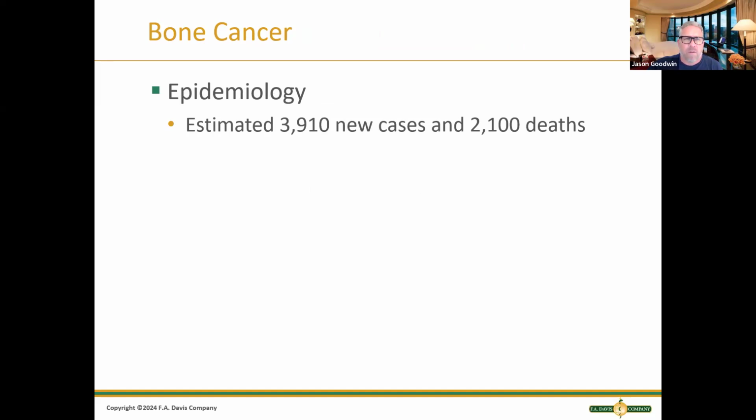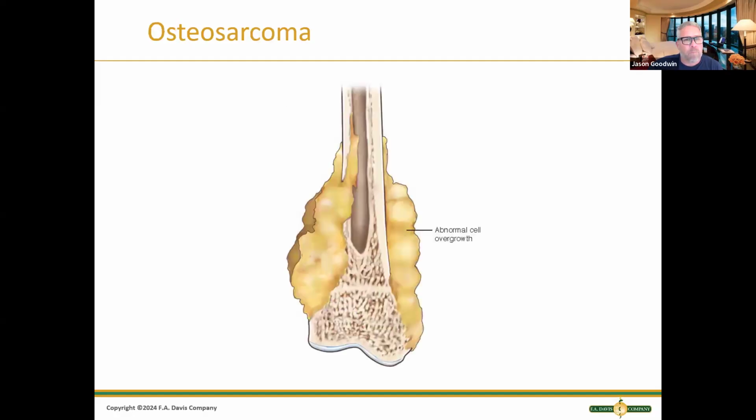It's estimated 3,900 new cases. It's not the most common, but it's 1% of all cancers, fifth most common in adolescents and young adults, not the first. So in osteosarcoma, you're going to look at abnormal cell overgrowth around the bone. Okay. And it's not really restricted. It's just undifferentiated cell growth around the bone.